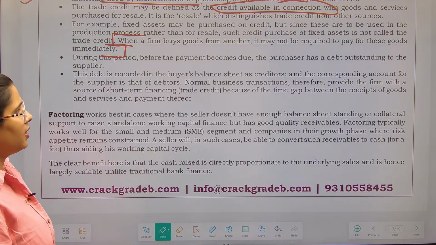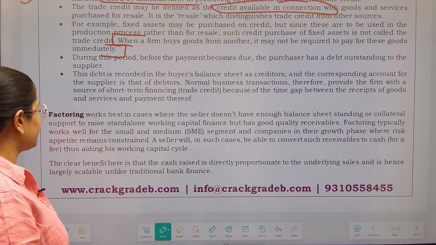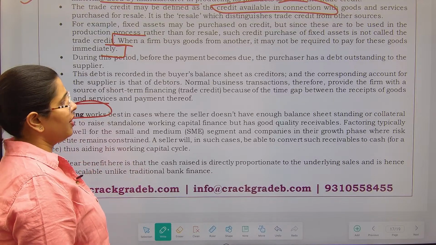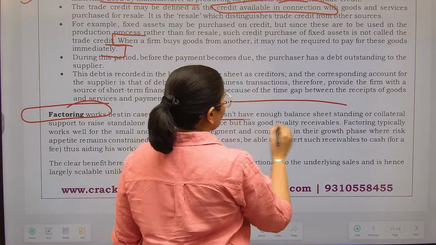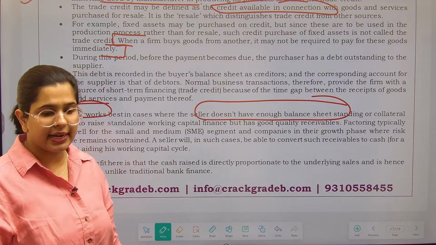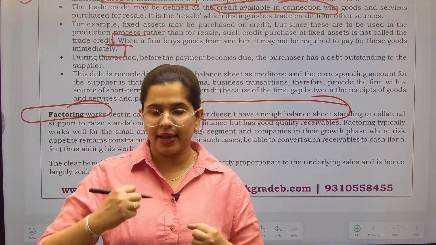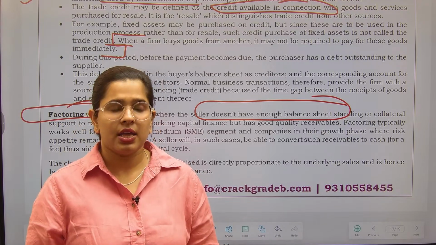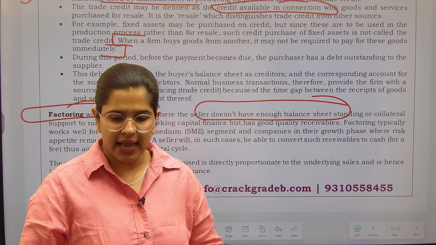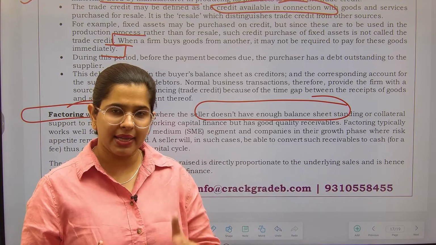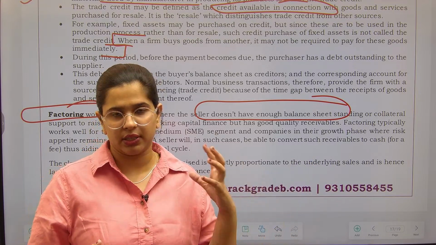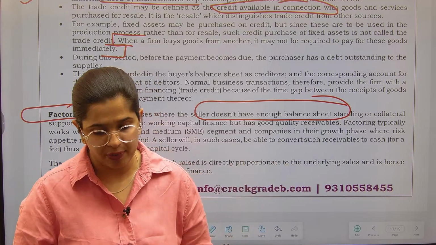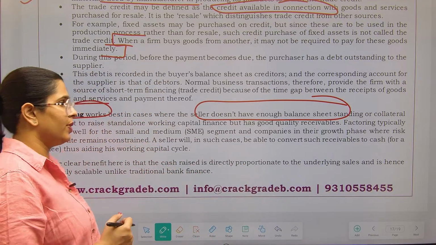So this was trade credit. Next we have factoring, right? Factoring is something you can also understand as debtor management. Suppose I have sold my goods on credit. Now I have to recover the payment from my debtors. So I can outsource this activity to a third party. That party is going to do all the debtor management on my behalf.